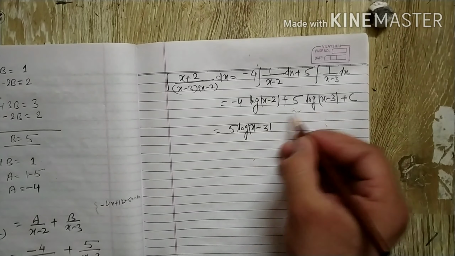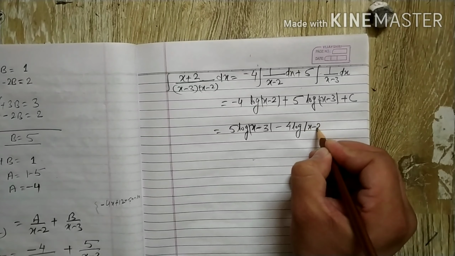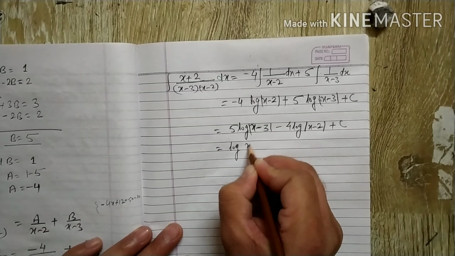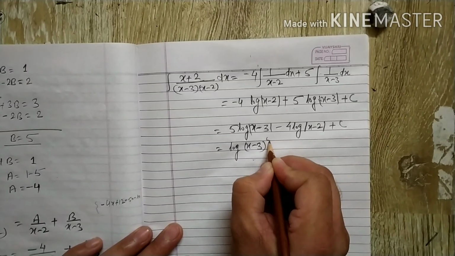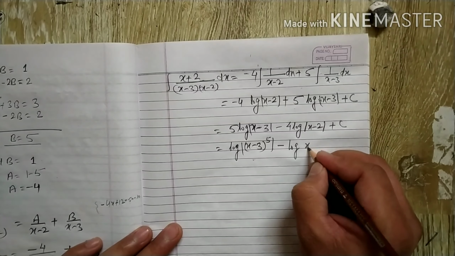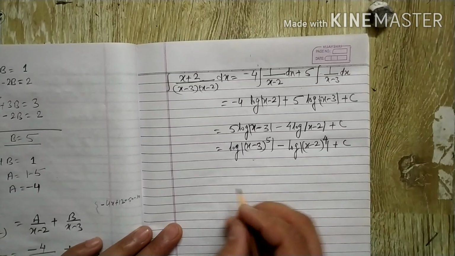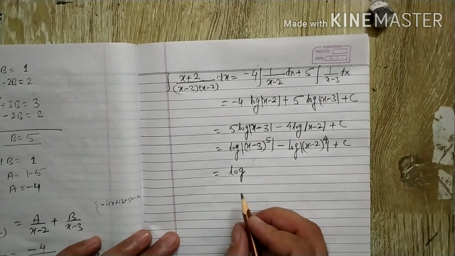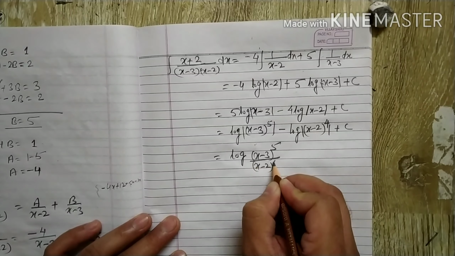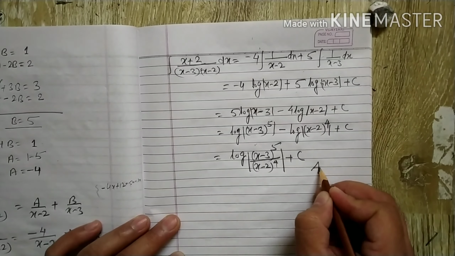I am writing the positive portion forward and the negative portion backward to apply some rules. So I can write log of modulus of x minus 3 whole power 5, and minus 4 will go to the back side, x minus 2 whole power 4, plus c. So you can write log of modulus of x minus 3 whole power 5 upon x minus 2 whole power 4, plus c. Hope you understood. This is your answer.